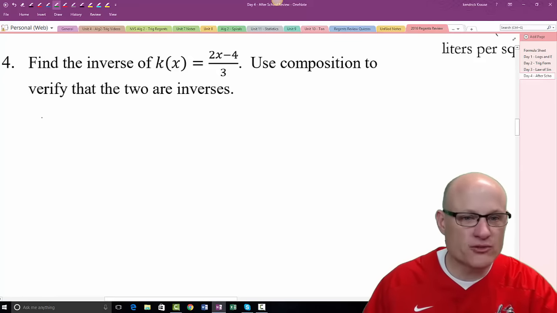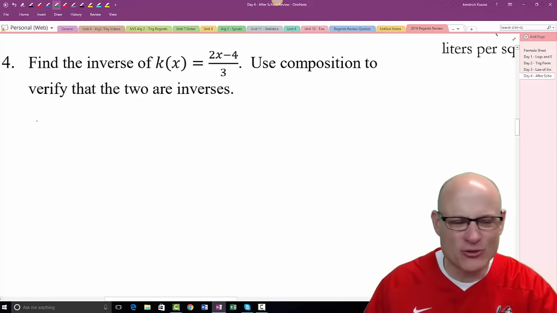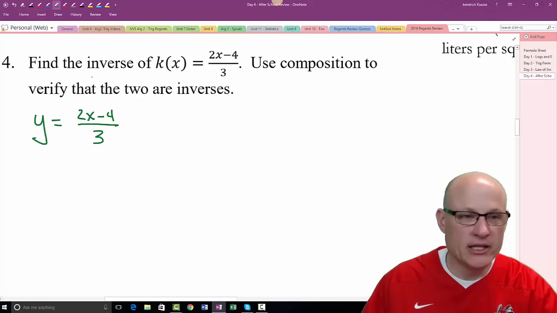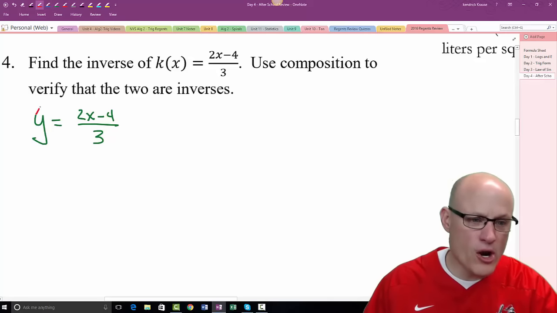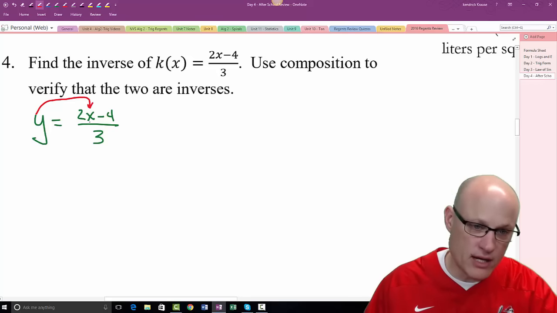All right. So, let's write it. Oh, and it's k equals, who cares? K of x. Y equals 2x minus 4 over 3. Then we got to Angry Bird it. Boom! Knock you out.